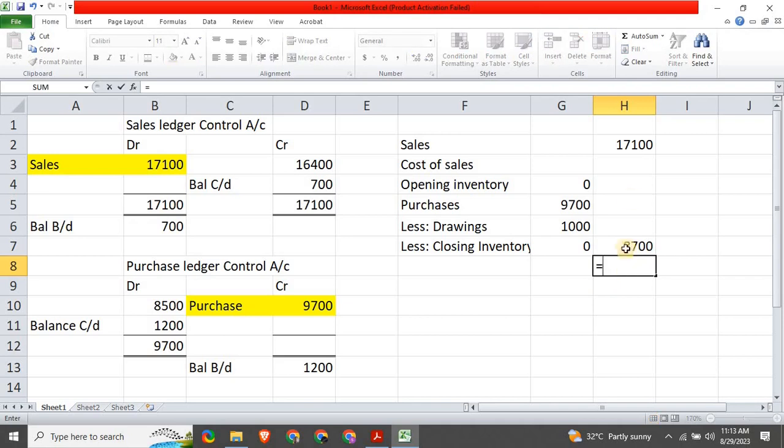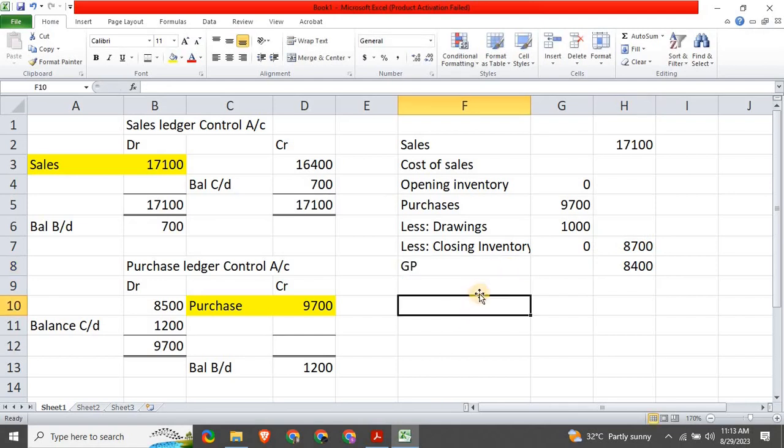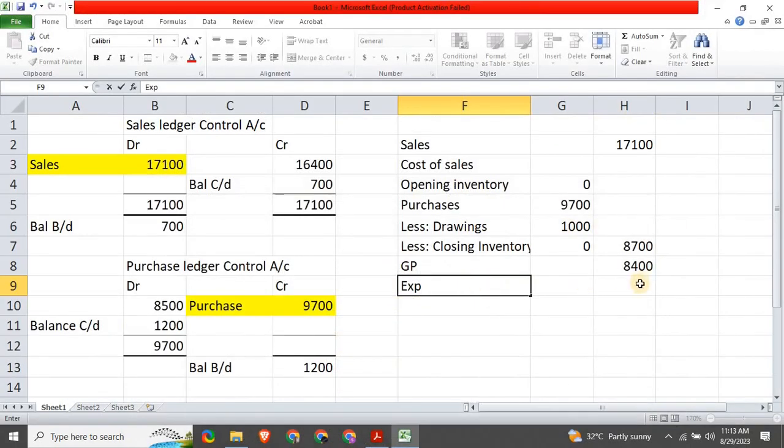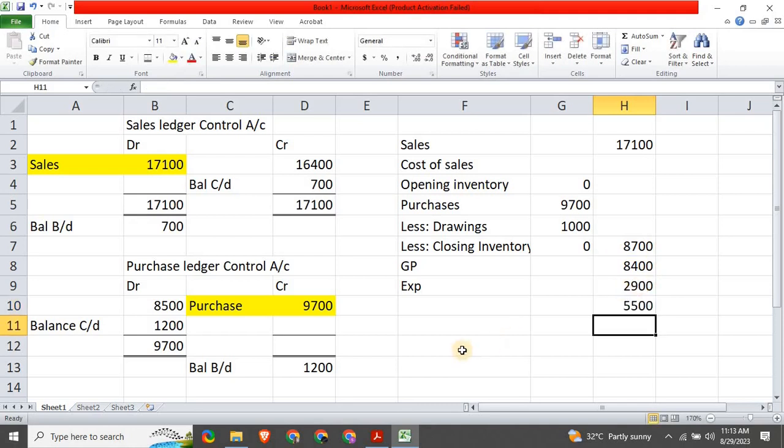Cost of sales minus sales will give you gross profit. So gross profit in this case is 8,400 GP. And after gross profit, we need to subtract expenses. In the question, expenses for the year is 2,900. Let's subtract that, 2,900, and the remaining amount is my profit for the year, which is 5,500.